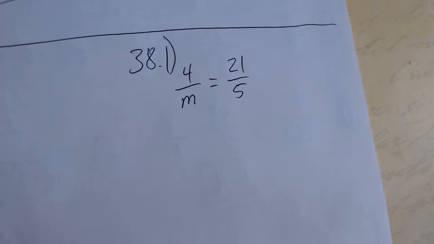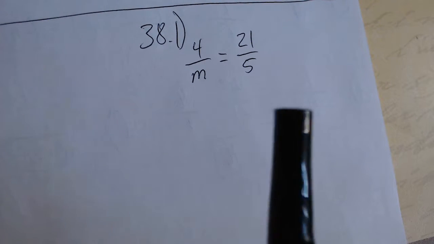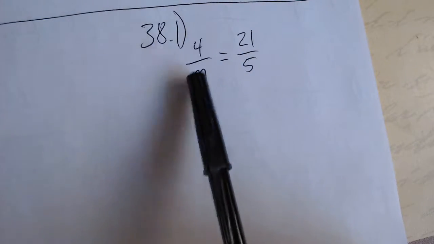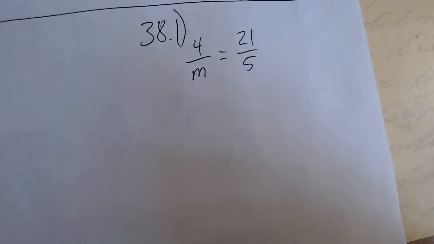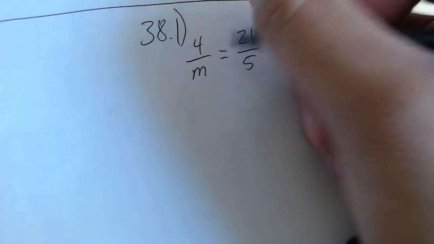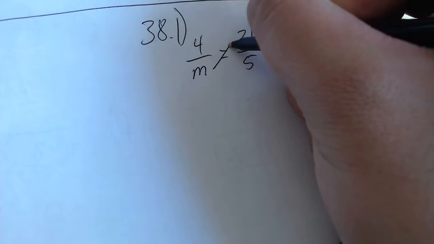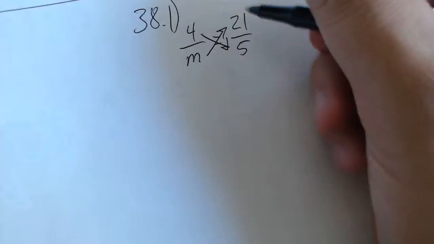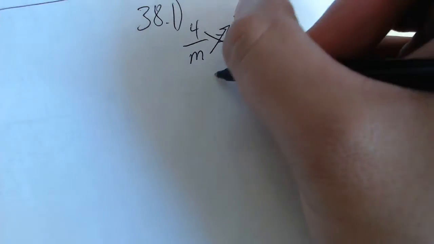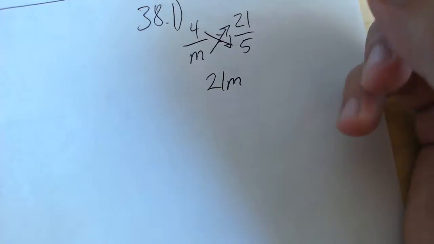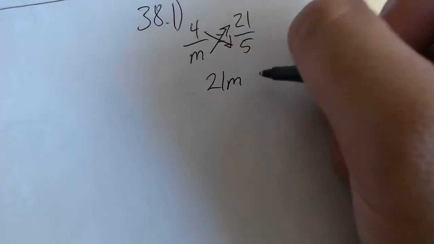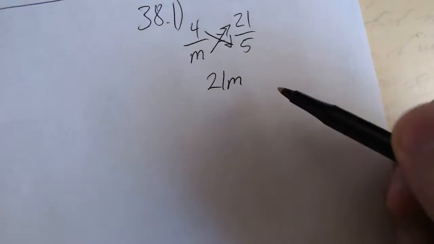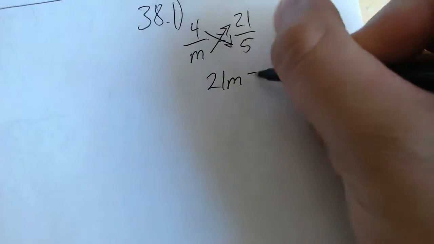They give us this equation, and we need to solve it. This equation is actually a ratio equation, meaning that we have the ratio of 4 to m is equal to the ratio of 21 to 5. And we solve ratios by cross-multiplying. Now, cross-multiplying helps us rewrite the equation. When we cross-multiply, m times 21 gives us 21m.